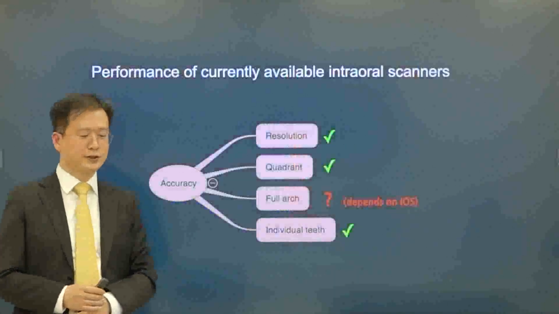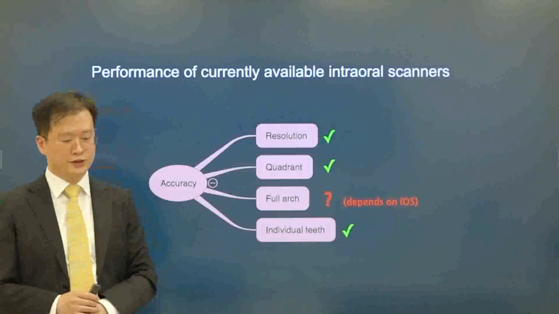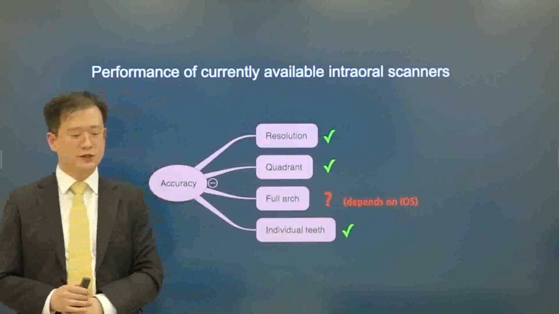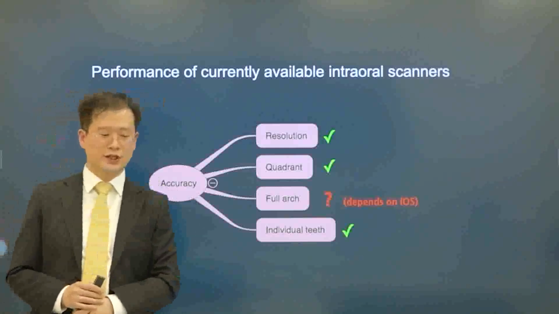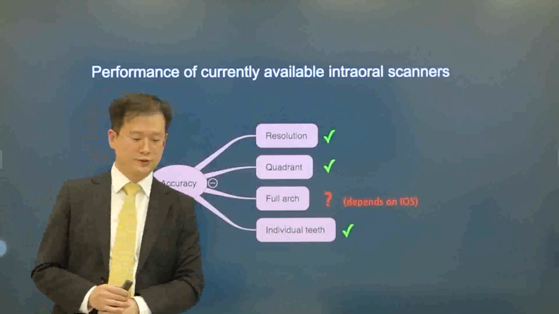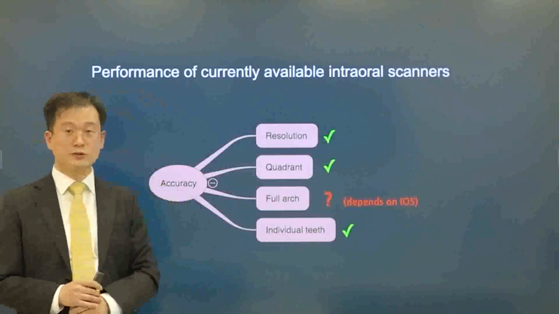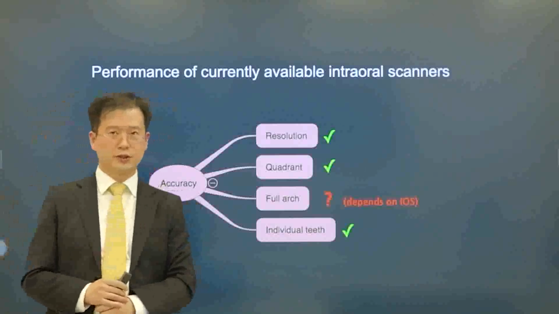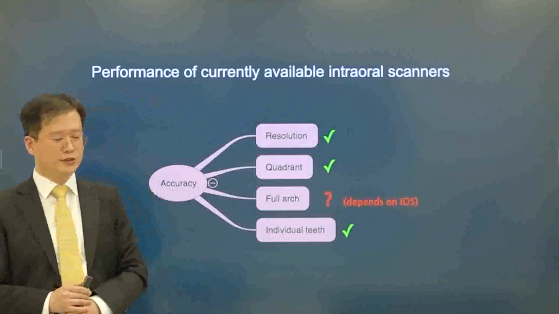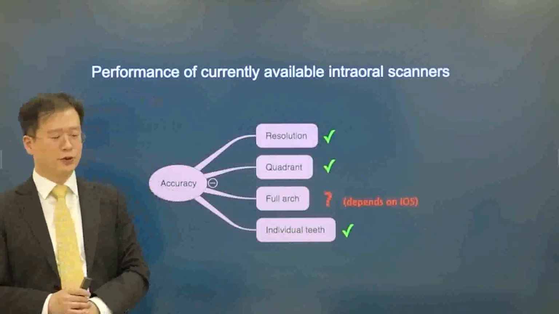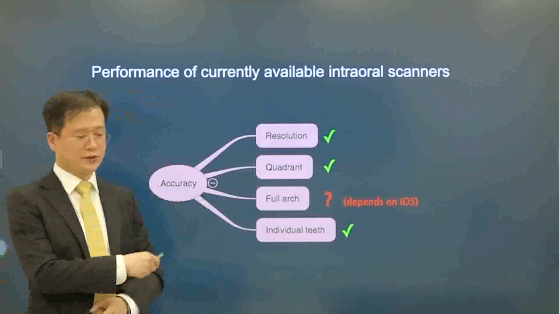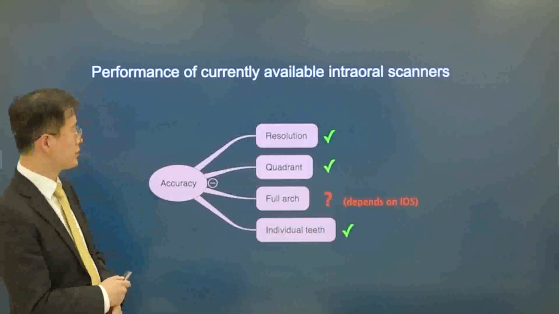Most of the currently available intraoral scanners can be sufficiently used in our daily practice, but the application to the full arch, complete arch case should be carefully considered because of the arch distortion. Because we have to put the intraoral scanner in the mouth, the optical window of the scanner is small. The images obtained through this narrow optical window are reassembled. So in this process, the distortion of the image may occur.